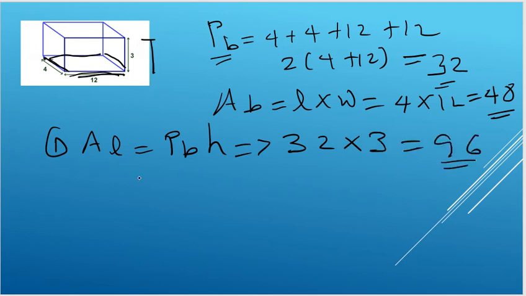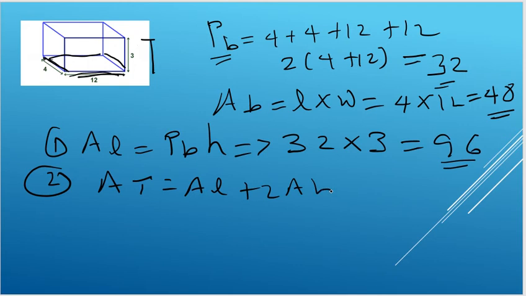That is the lateral area. But when you are trying to find the second one, the total area, the total area is equal to the lateral area plus 2 times the base area. The lateral area we got now is 96, plus 2 times the base area, which is 48 already.